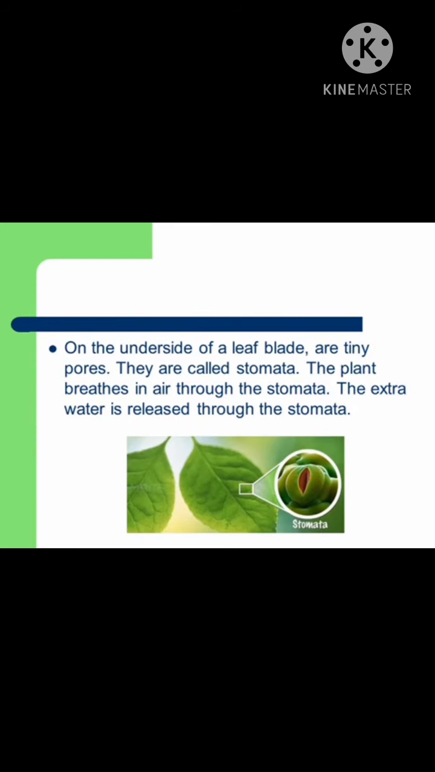On the underside of a leaf, that is below the leaf, not on front, the underside of the leaf. On the underside of a leaf blade are tiny pores. They are called stomata. The plant breathes in air through the stomata. The extra water is released through the stomata. So what is stomata, kids? From where all the gases and water exchange take place. That part is known as stomata. And where is it present? It is present on the underside of the leaf.